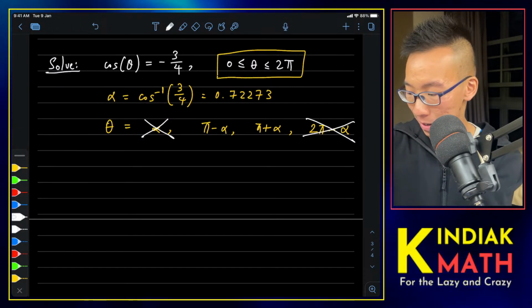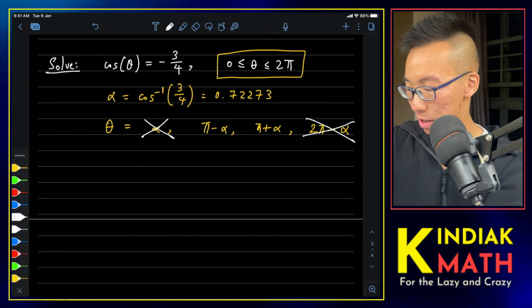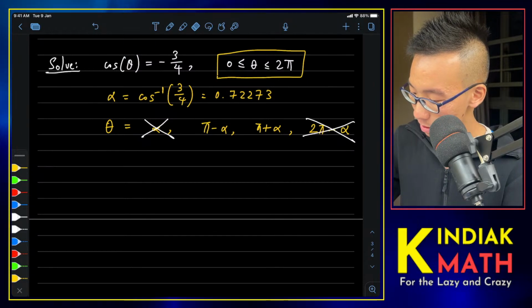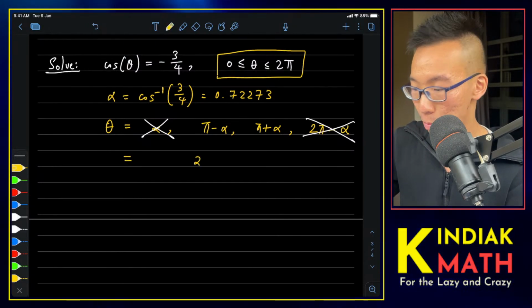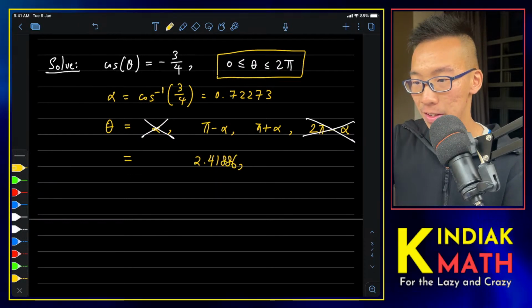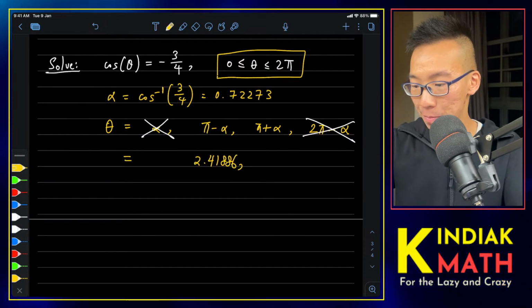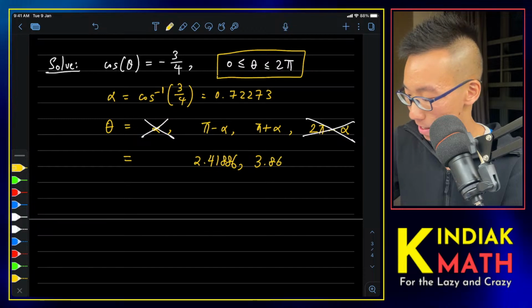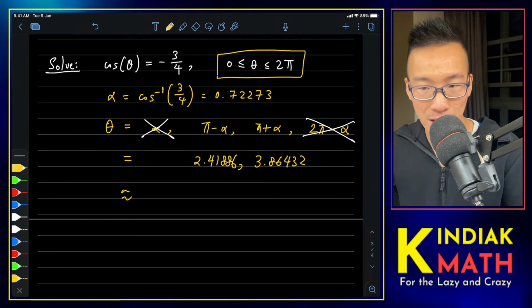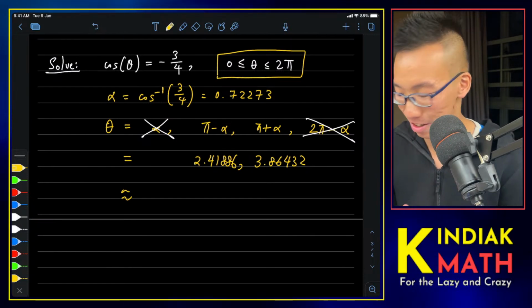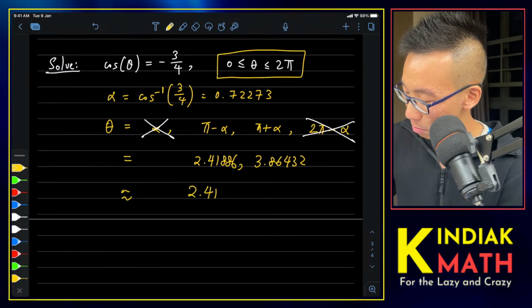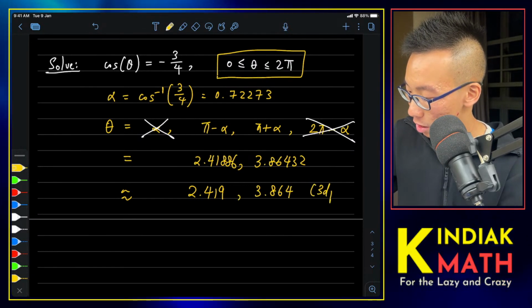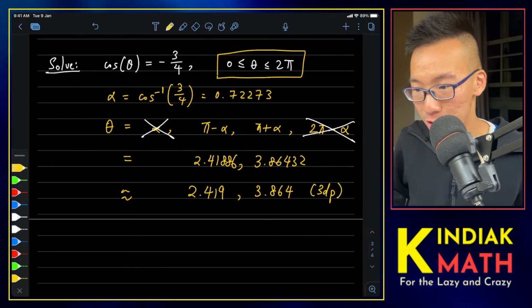So let's calculate pi minus alpha. That will give us 2.41886. And what's pi plus alpha? That will be 3.86432. In our convention, as far as our school is concerned, we're going to use 3 decimal places as our final answer. But of course, you can check with your respective precisions.